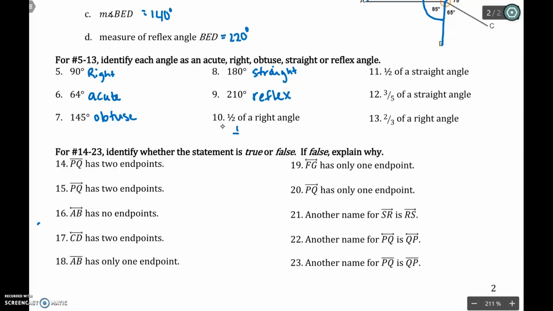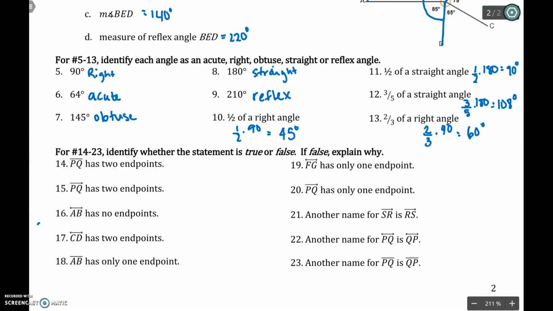Half of a right angle, half of 90, 1/2 times 90, you would multiply across the top and divide by the bottom. It would be 45 degrees. 1/2 of a straight angle, 1/2 times 180 is 90 degrees. 3/5 of a straight angle, so 3/5 times 180, you would do 3 times 180 and then divide by 5, which is 108 degrees. And then 2/3 of a right angle, you would do 2 times the 90 and then divide by 3, which would be 60 degrees.